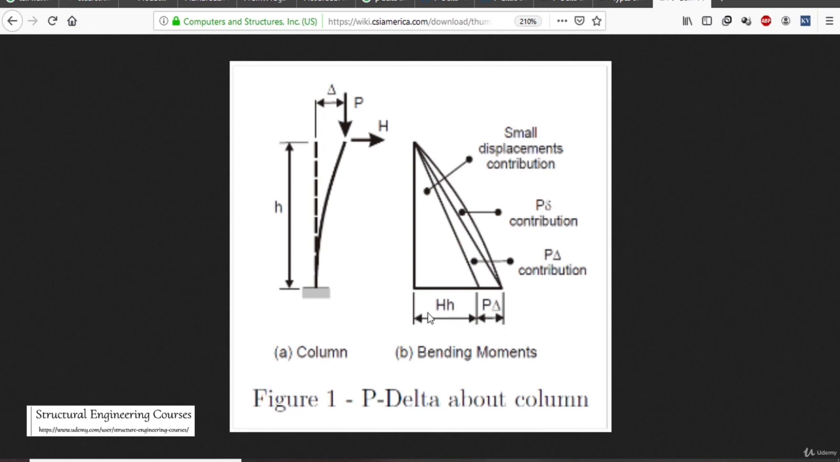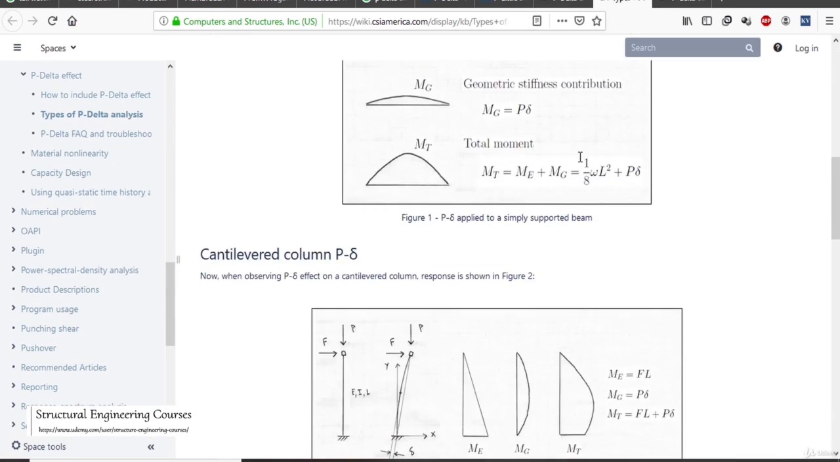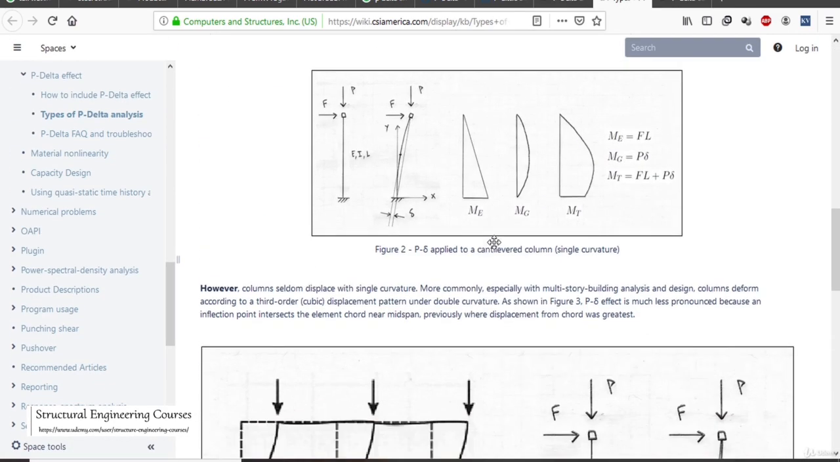Here you can see that capital H into small h is the normal bending moment value that we study, or already know. After that, this particular area here is the capital delta into P bending moment contribution, and this small area here is basically the P into small delta contribution. So what exactly is the bending moment for this particular column here? One is the M value here.